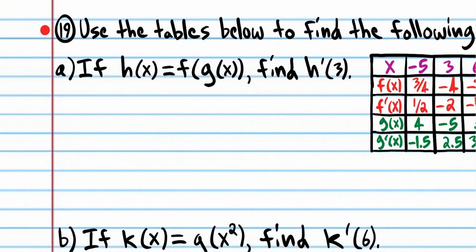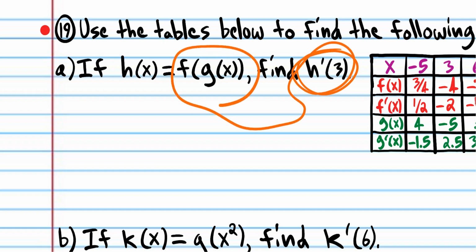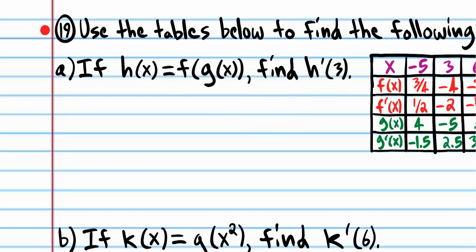So let's do part A. It says, if h of x is equal to f of g of x, find h prime of 3. Notice that this is a composite function. That means we have a function inside another function. And we need to find the derivative of that composite function when x is equal to 3.